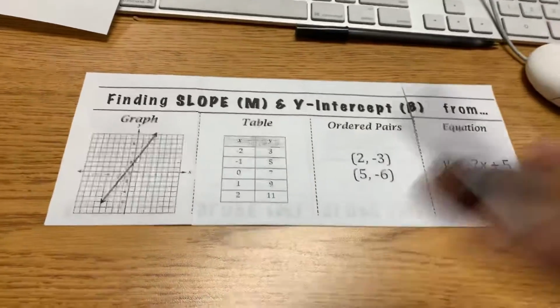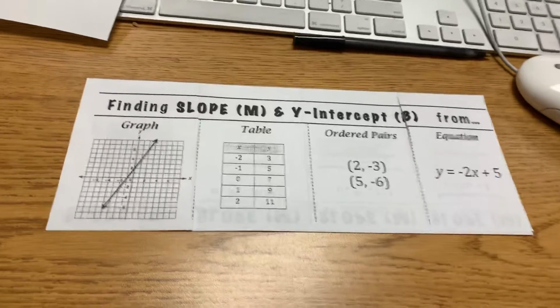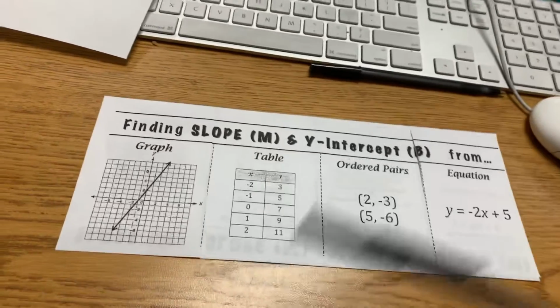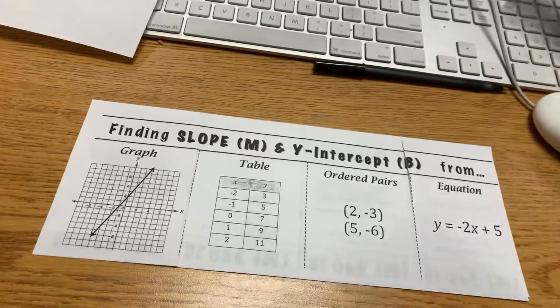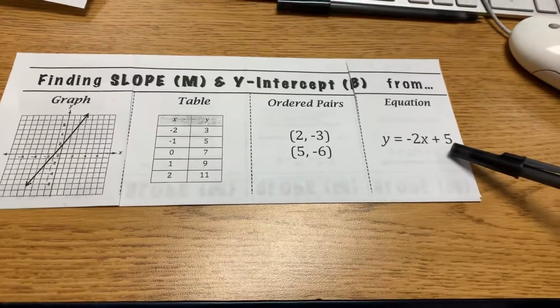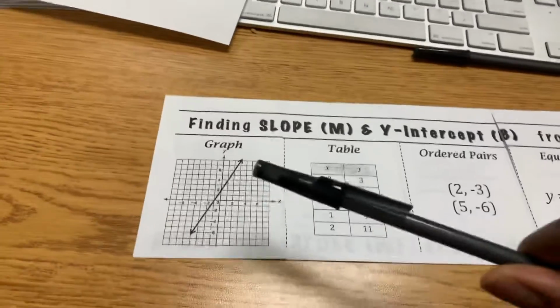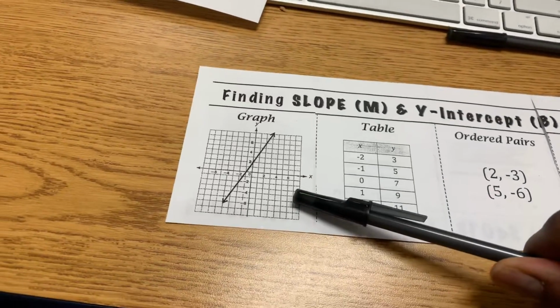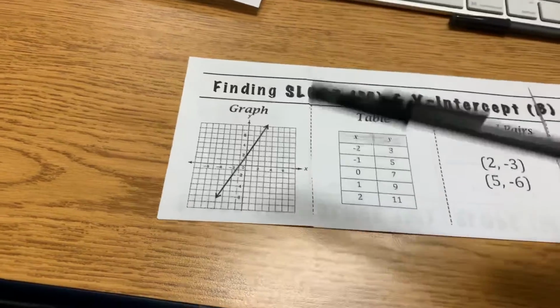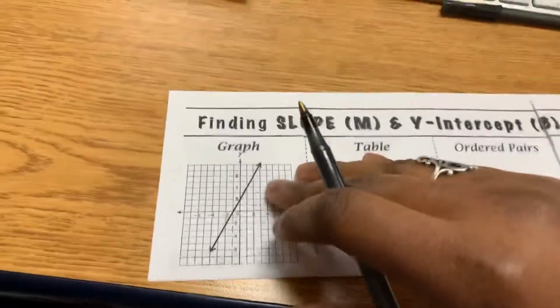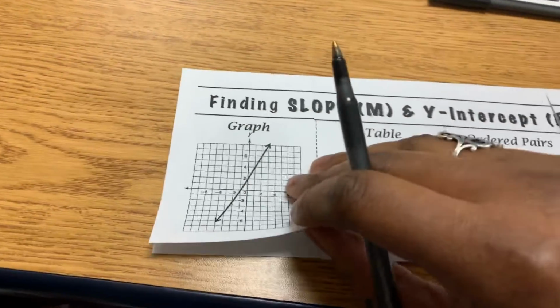Right now we're currently working on slope, and they have to be able to find slope and the y-intercept from graphs, tables, ordered pairs, and an equation. Let's see, I'm going to start from this end first. From a graph, it's pretty simple. When you're trying to find the slope of a graph, you need to find two perfect points and count the rise over the run, because slope is the change in y divided by the change in x.